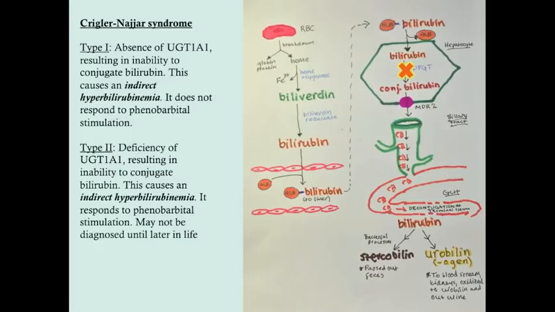Usually type 2 Crigler-Najjar syndrome is not diagnosed in the neonatal period because this deficiency is so minute that it doesn't really result in symptoms. But type 1 is the one you need to be aware of. This is a total deficiency, and this always will require transplant.